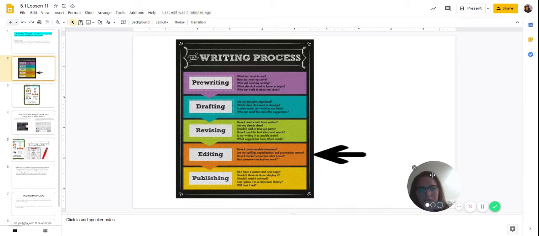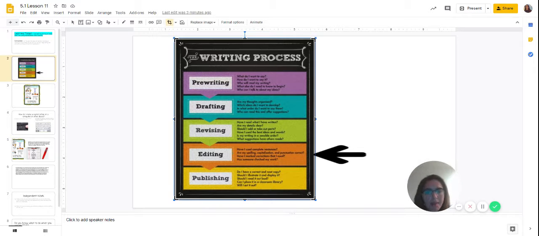So now we move down to the next stage, which is editing. Editing is a little different from revising because in editing, we're not really changing things around. We're more checking for capital letters. We're checking to see that we use punctuation correctly. We're checking our spelling and that we're spelling words correctly. It's just little mistakes we're fixing.